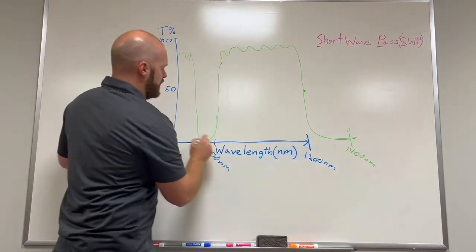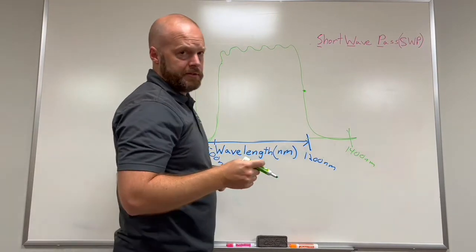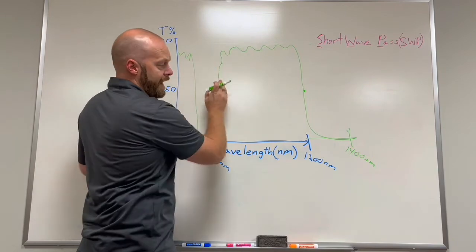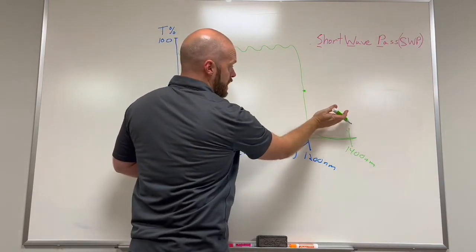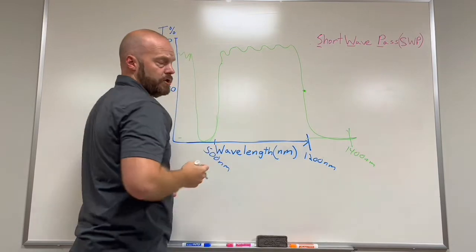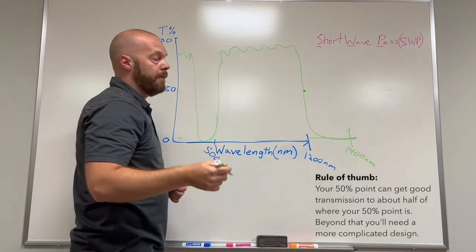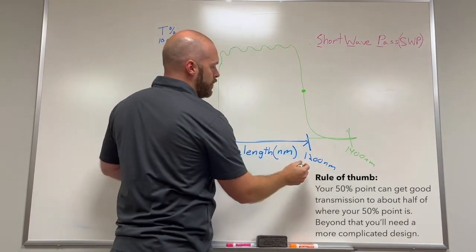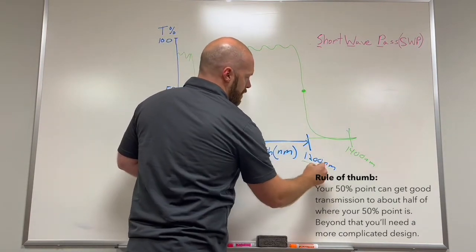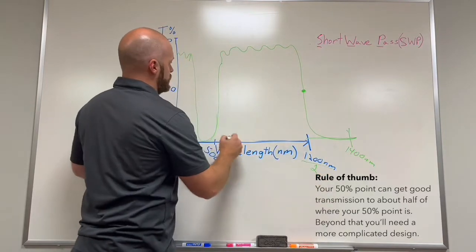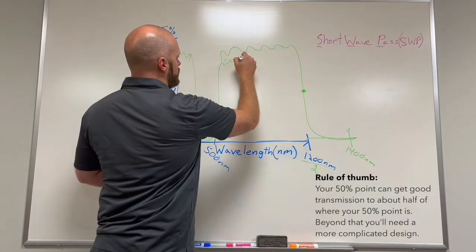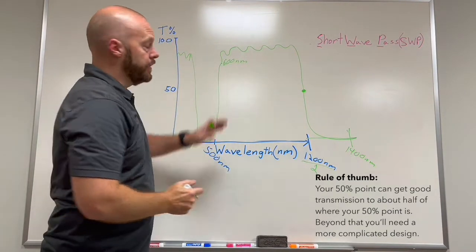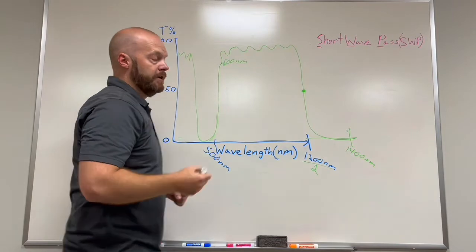To be able to get rid of this, you'll have to use order suppressing designs that lift this up. And when that happens, you lose rejection in this region, and then you need more layers and the design gets complicated. A good rule of thumb is that your 50% point can get good transmission to about half of where your 50% point is. So if this was 600 nanometers, you'd be just fine. Anything beyond that, you're going to get into that secondary area and you're going to need a more complicated design.